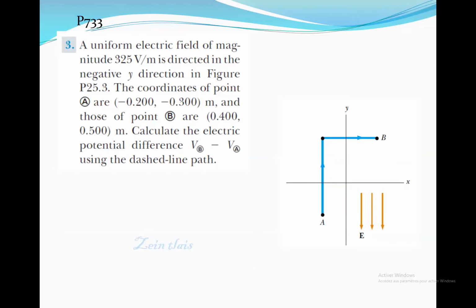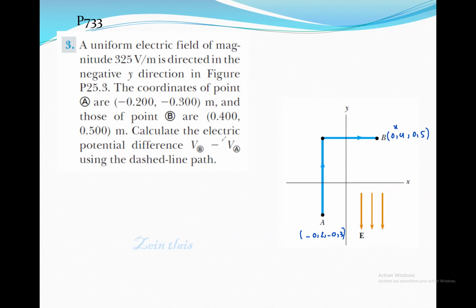Problem 3. Here we have a uniform electric field of magnitude equal to 325 V per meter directed in the negative direction. The coordinates of point A are x equals minus 0.2 and y equals minus 0.3. And the coordinates of B are x equals 0.4 and y equals 0.5. Here we have x and here we have y.